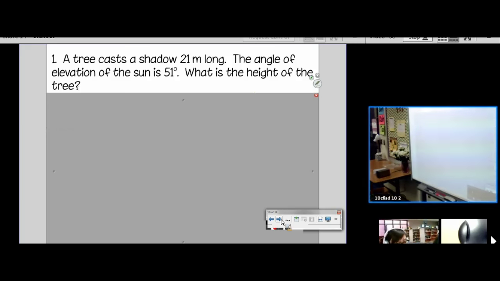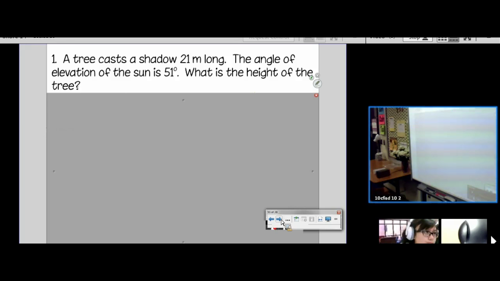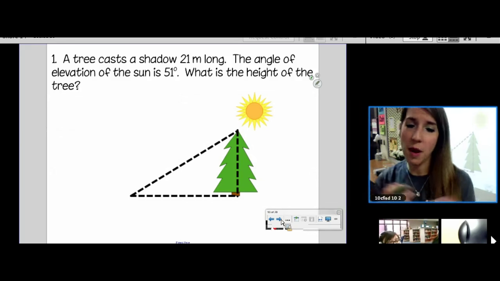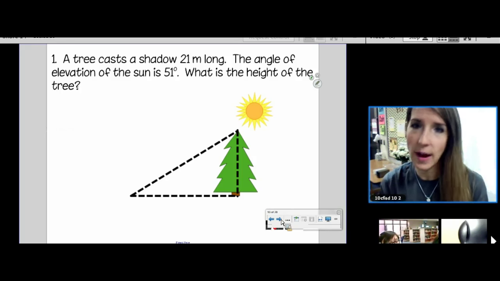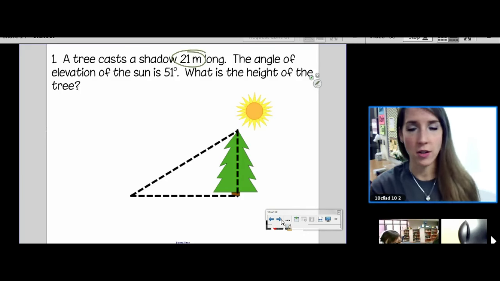A tree casts a shadow 21 meters long. The angle of elevation of the sun is 51 degrees. What is the height of the tree? All right, hopefully you've had a second to draw it, maybe not. A hint here is that all of these problems are going to involve a right triangle. You're going to have a right triangle every time. It's just trying to figure out where to put the information on that right triangle, okay?